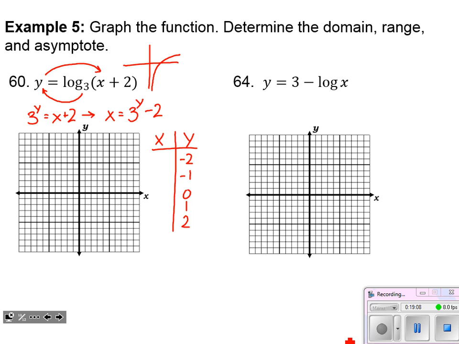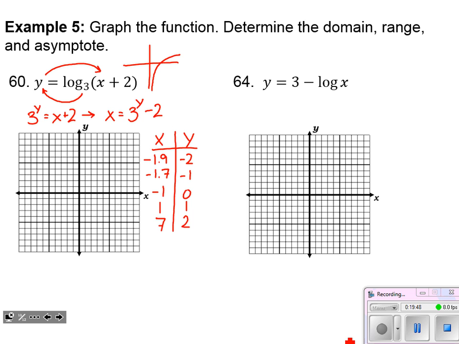Just kind of speed up the process here. So I've got 3 to my input and then minus 2. And if I look at my table, I get the following. When my y value is -2, my x value is -1.9. When my y value is -1, I've got -1.7 for an x. When my y value is 0, my x is -1. My y value is 1, my x value is 1. And when my y is 2, my x is 7.